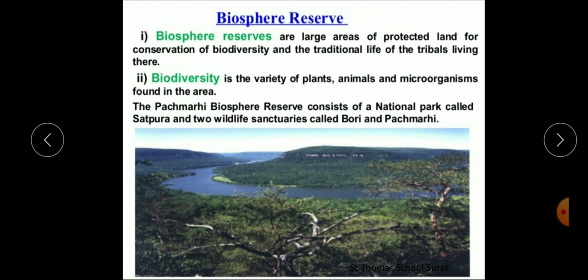See, you can see here biosphere reserve. Biosphere reserves are large areas of protected land for conservation of biodiversity and the traditional life of the tribals living there. Biodiversity is a variety of plants, animals and microorganisms which are found in the area. The Pachmarhi Biosphere Reserve consists of a national park called Satpura and two wildlife sanctuaries called Bori and Pachmarhi. Okay, this is what the biosphere reserves are. Understood?